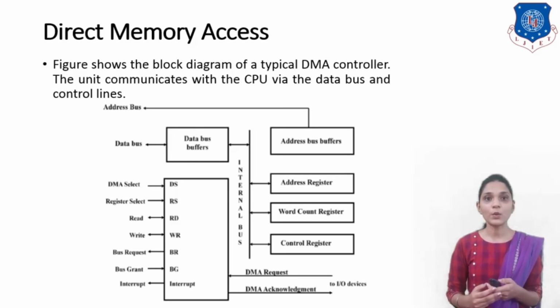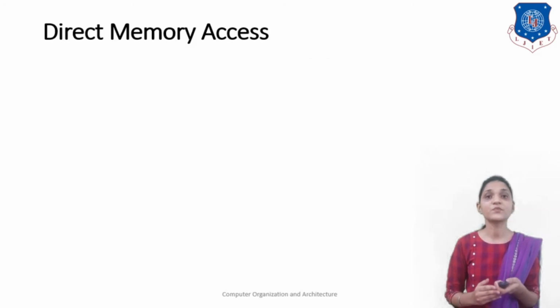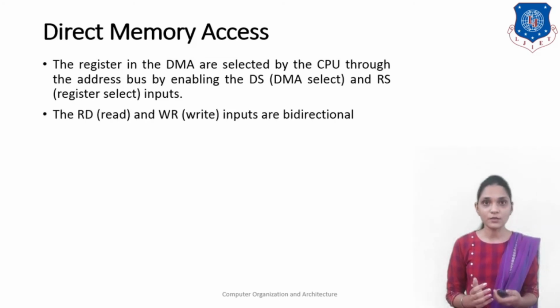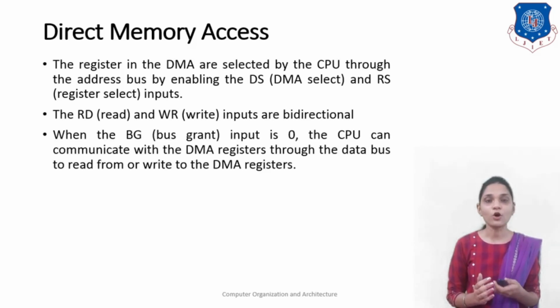Here DMA request and DMA acknowledgement are used for the I/O devices. The registers in the DMA are selected by the CPU through the address bus by enabling the DS, or you can say DMA select, and the RS, or you can say register select input. The RD and the WR, that is read and write inputs, are bidirectional. When the BG, or bus grant input, is 0, the CPU can communicate with the DMA registers through the data bus, to read from or write to the DMA register.